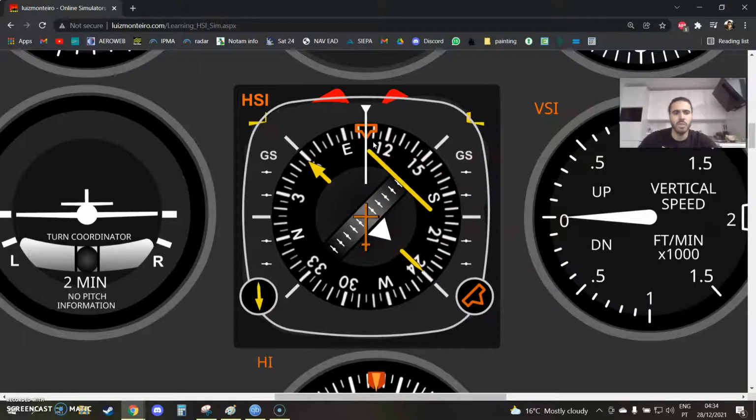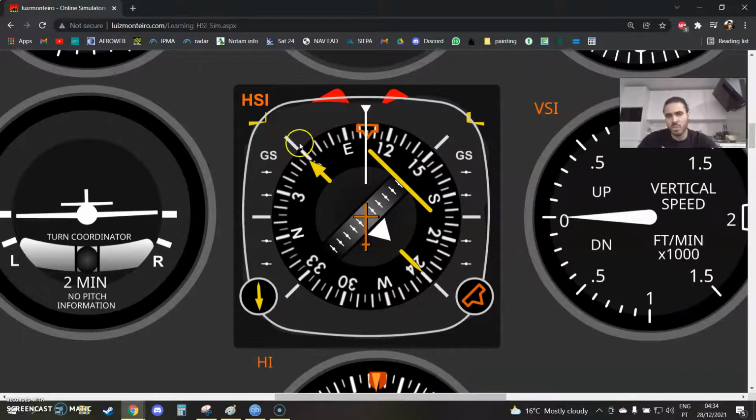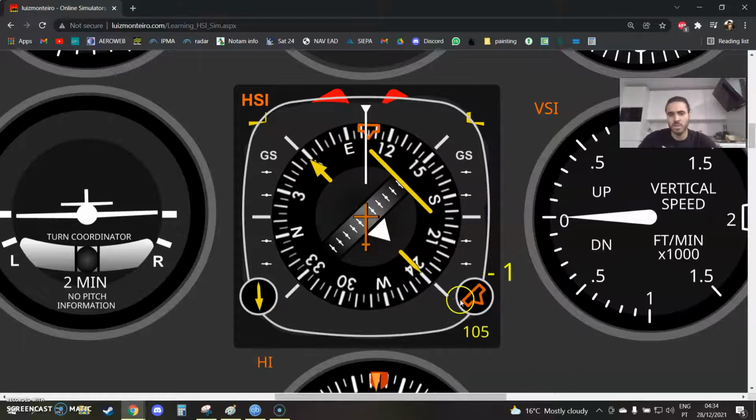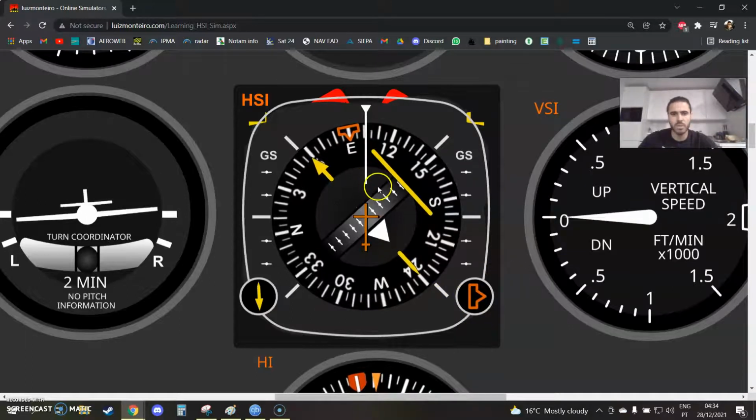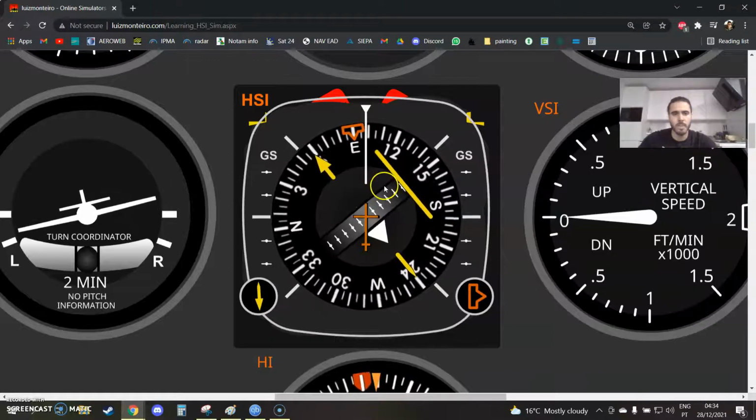Imagine that I wanted to intercept, for instance, with an angle of interception of 30 degrees. It would be 060 plus 30. It would be 090. Okay, it would be here, 090.